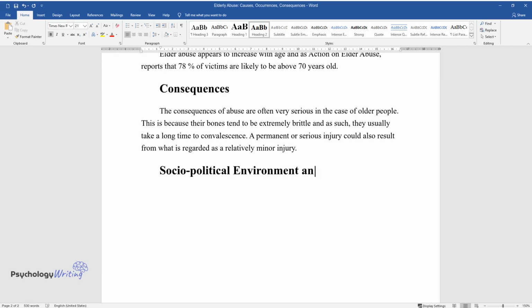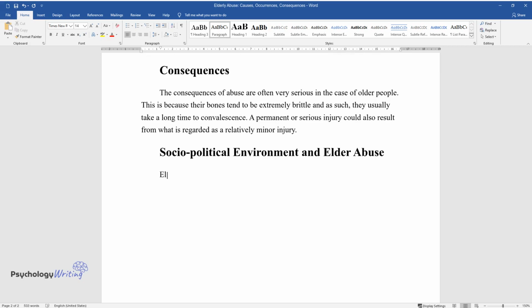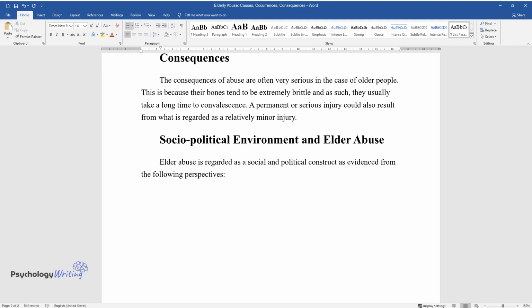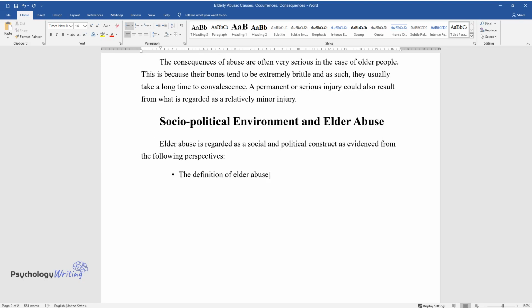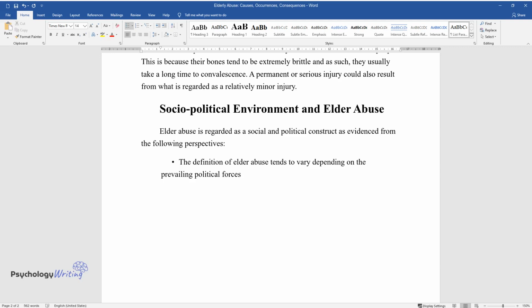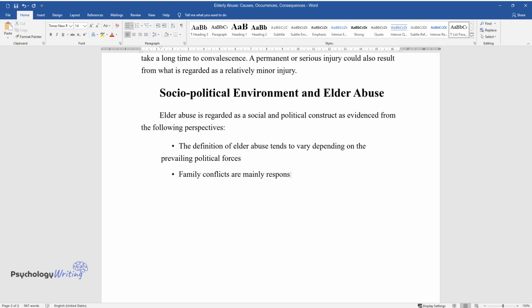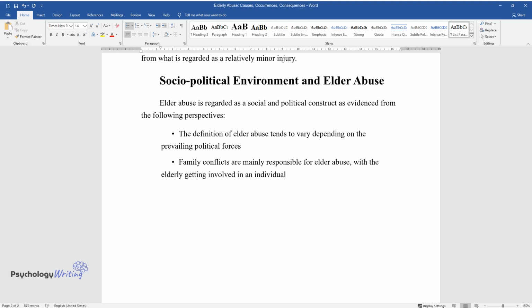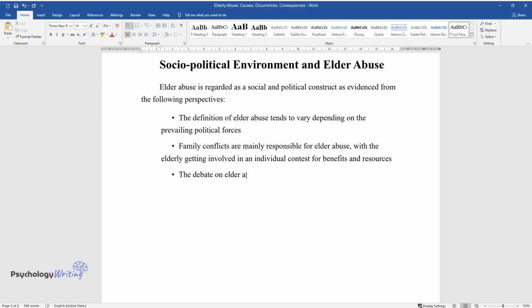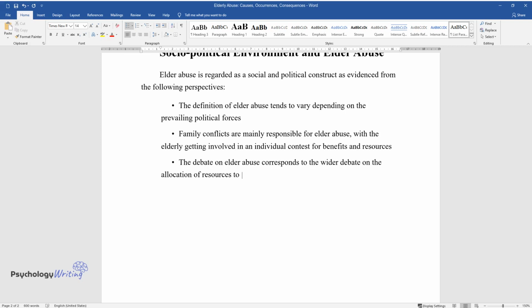Socio-political environment and elder abuse. Elder abuse is regarded as a social and political construct, as evidenced from the following perspectives. The definition of elder abuse tends to vary depending on the prevailing political forces. Family conflicts are mainly responsible for elder abuse, with the elderly getting involved in an individual contest for benefits and resources. The debate on elder abuse corresponds to the wider debate on the allocation of resources to an aging population.